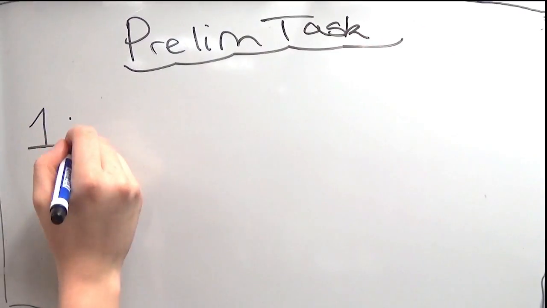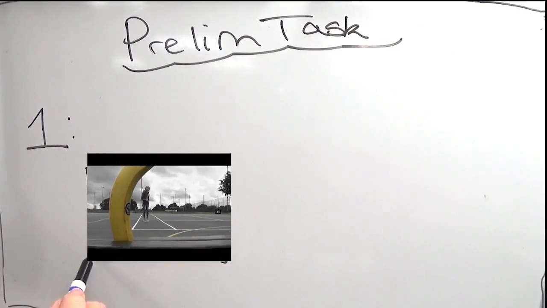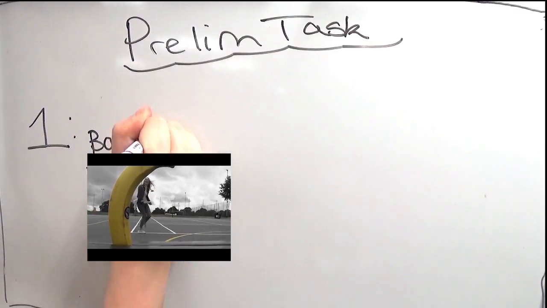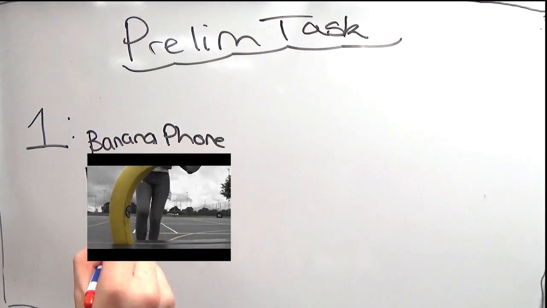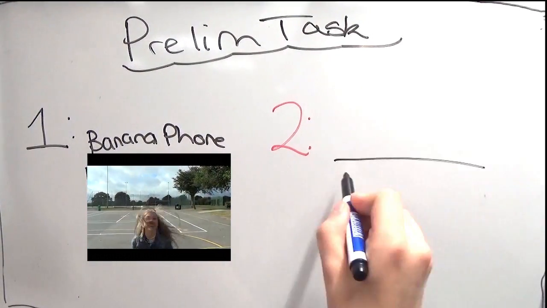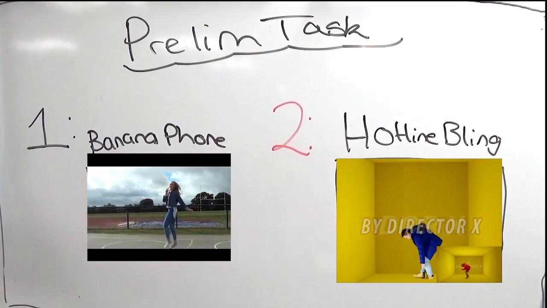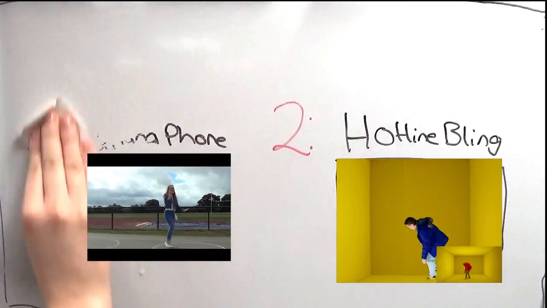Prelim tasks. Adobe Premiere Pro was used to create our banana phone videos and our preliminary task. For our preliminary task, we had to recreate a famous music video shot by shot to help us understand what is needed to create a music video, as we had previously no experience.